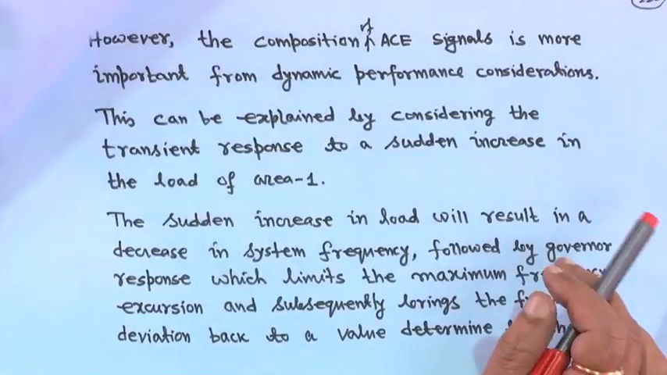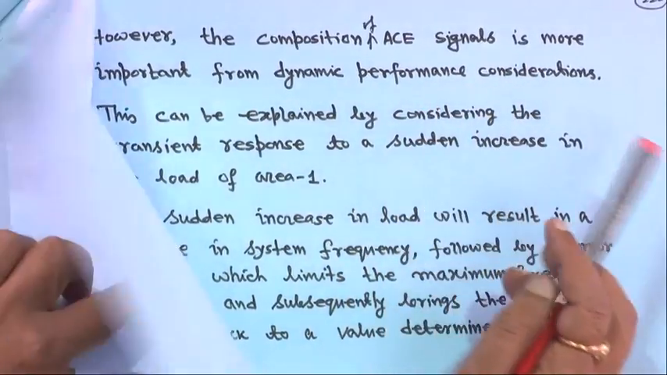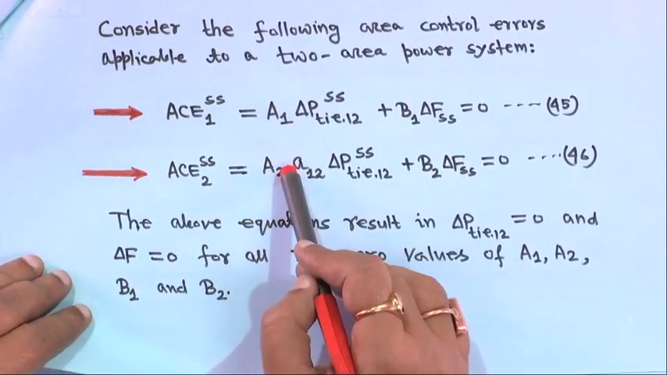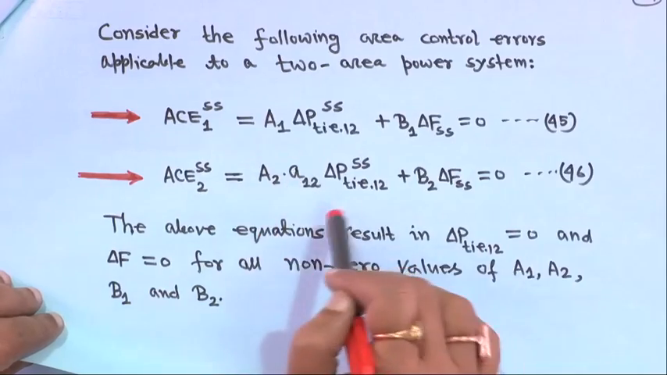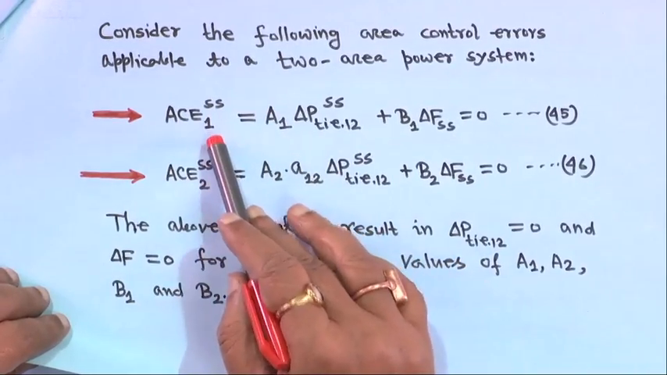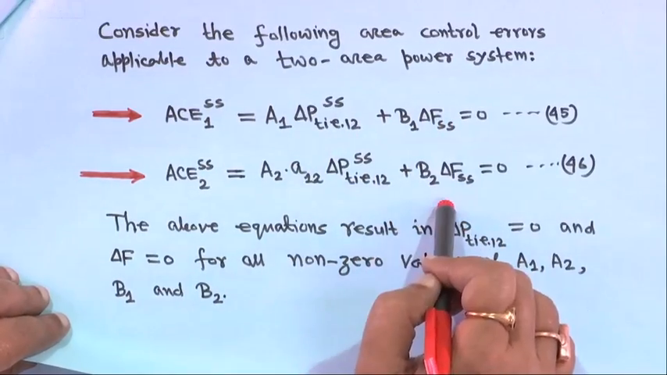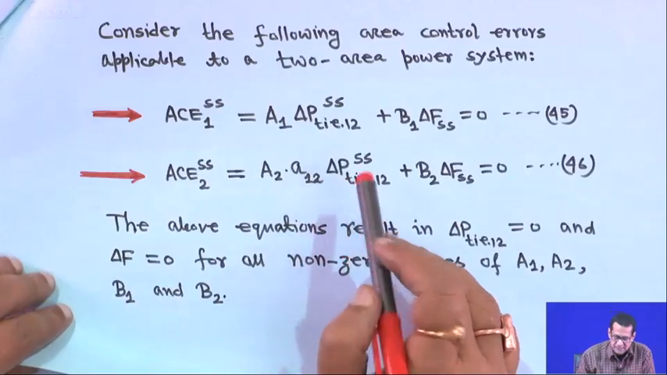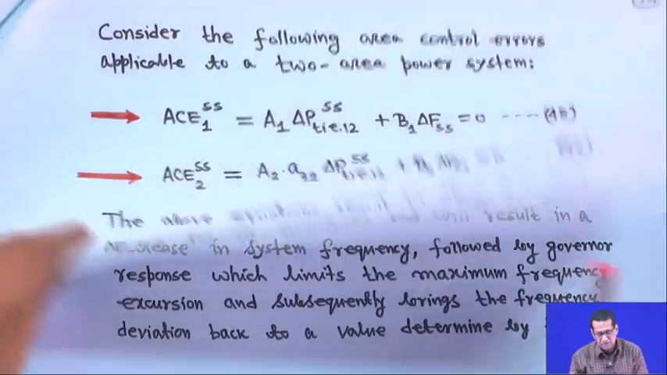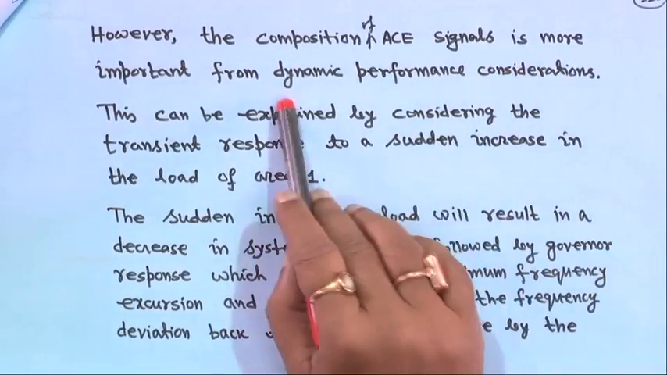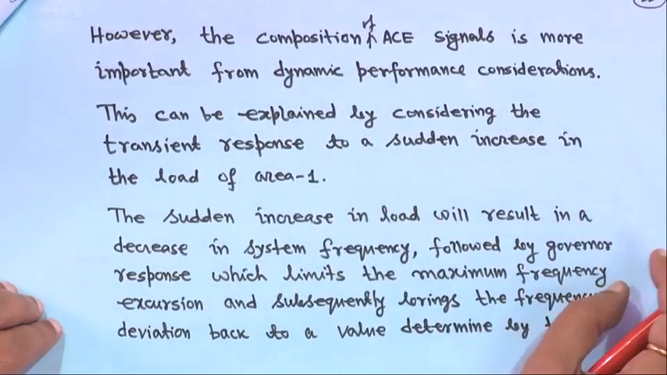However, the composition of the ACE signal is more important from the dynamic performance consideration. You can put some values of A1, A2 here, but during the transient imbalance you have to check the transient behavior of ACE1, ACE2, delta P tie 1-2 and delta F1, delta F2. One thing can happen, it may take a long time to settle, and maybe the peak deviation will be much higher. That is why the composition of the ACE signal is more important from dynamic performance consideration, during transient imbalance, since at steady state both become 0.